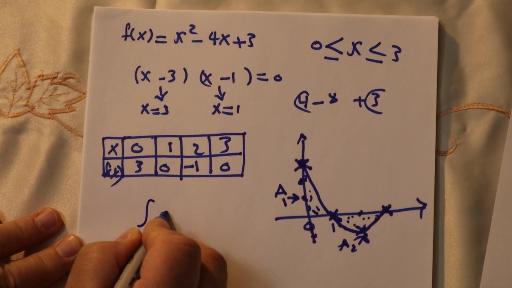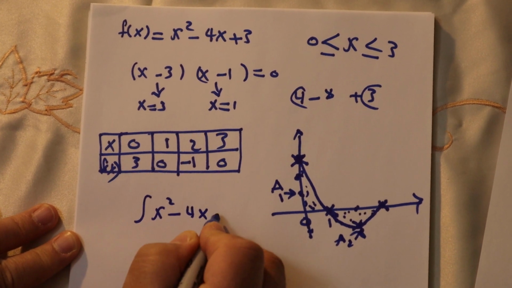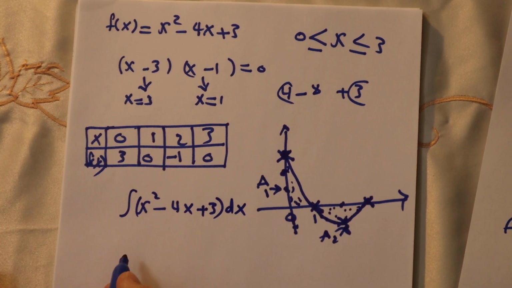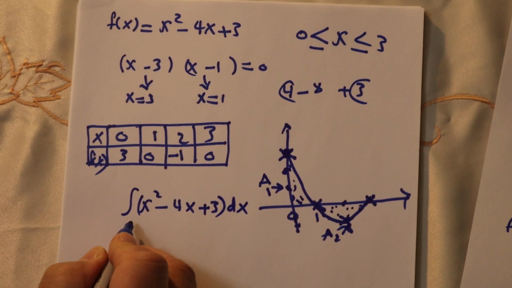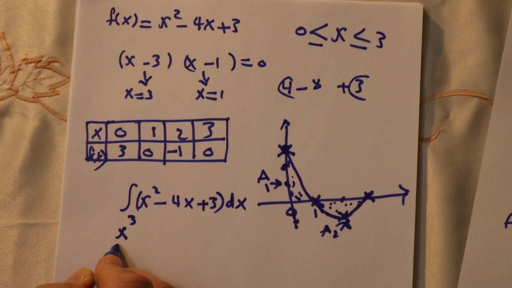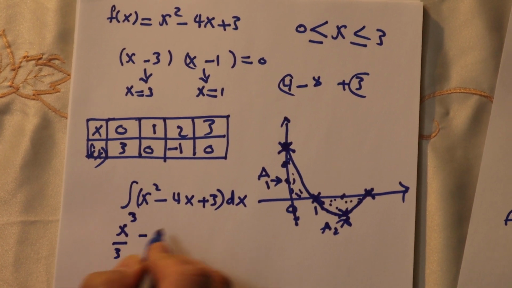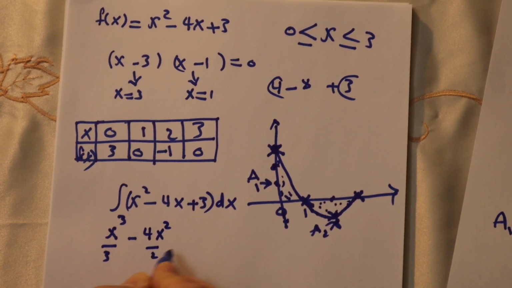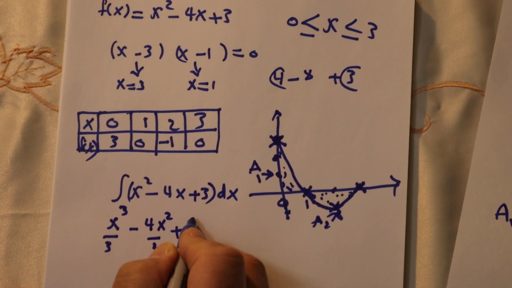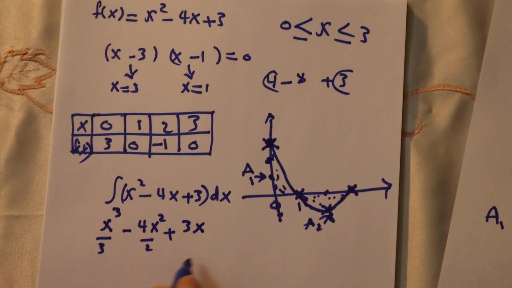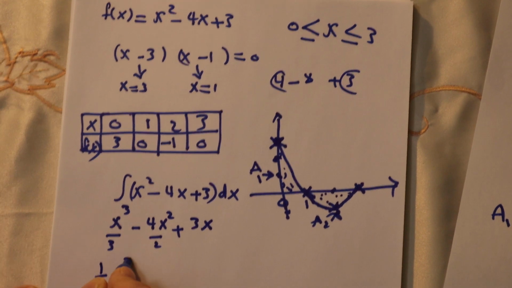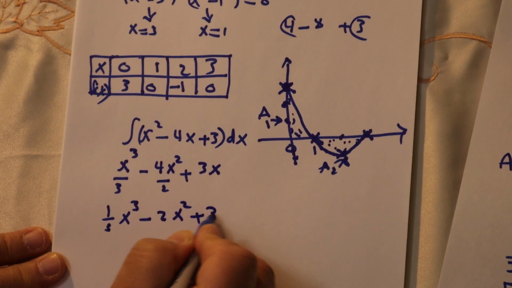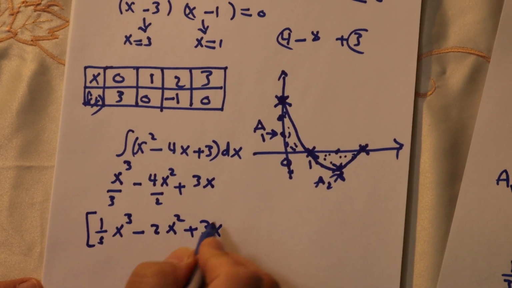So the integral of x squared minus 4x plus 3, let's finish the integral first with respect to x. Using the integral rules, x squared becomes x to the third over 3. Negative 4x becomes x squared divided by 2. Plus the integral of 3 will be 3x. We can simplify this to 1/3 x to the third minus 4 divided by 2, which is 2, x squared plus 3x. This is the result of the integral.